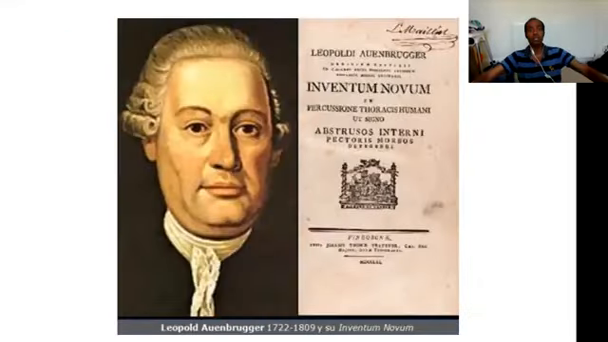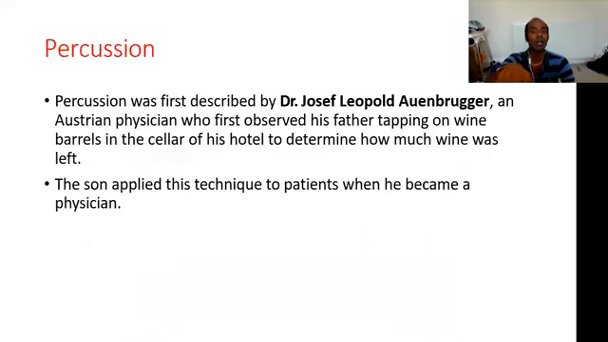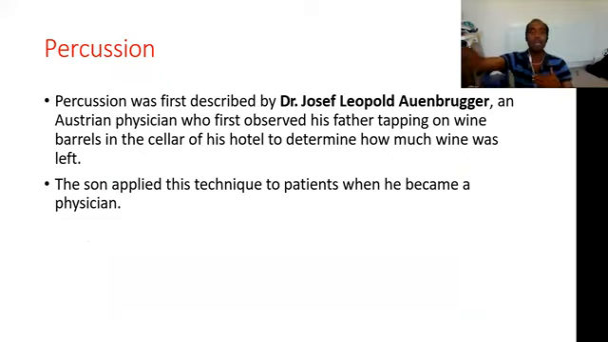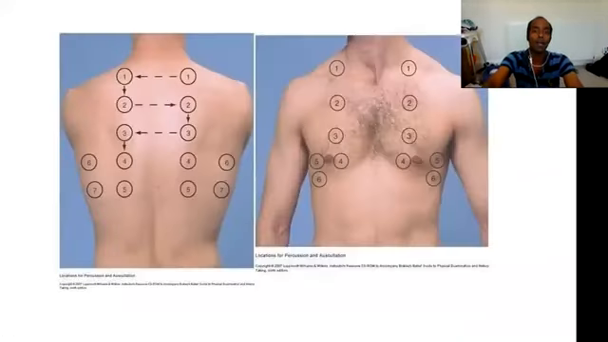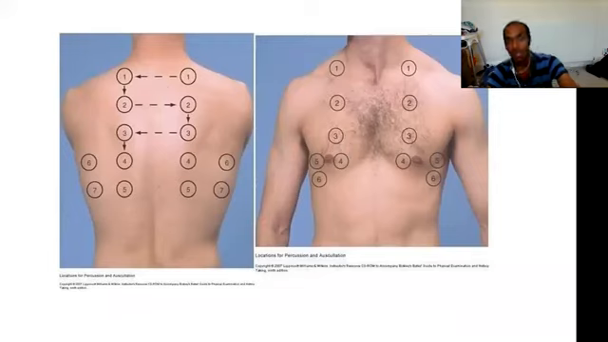Okay. Fine. Percussion. So this is the guy who initially described percussion, and this was because this fellow's father was a person who made wine. So basically what they did was they filled the barrels and kept them. And then percussion was used to find out how much wine was left in the barrel. And this fellow's son was the first person to apply this to medicine. So that is how percussion was used initially to find out how much wine there was in a wine barrel.